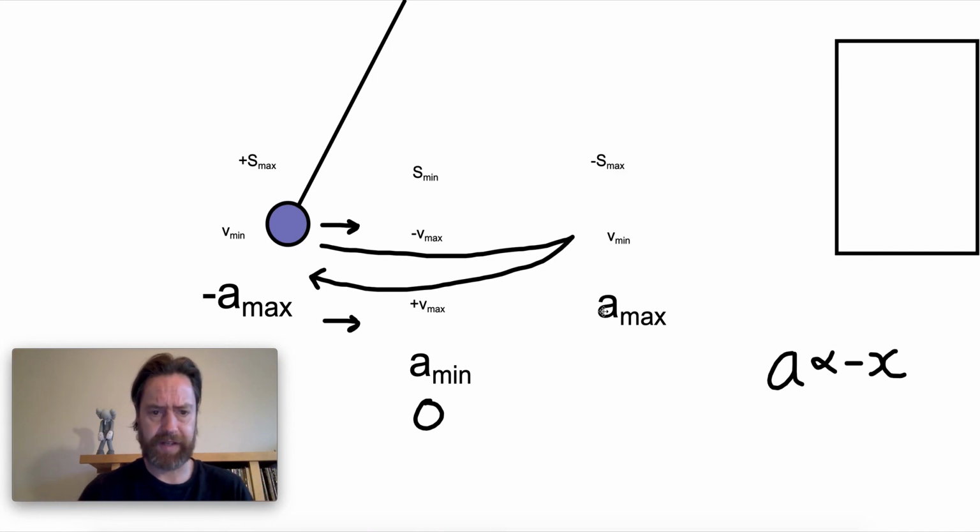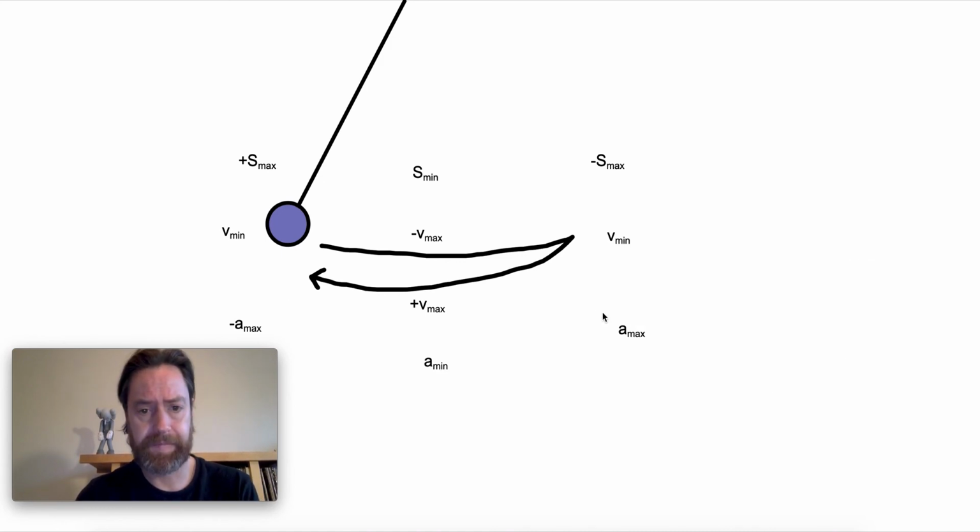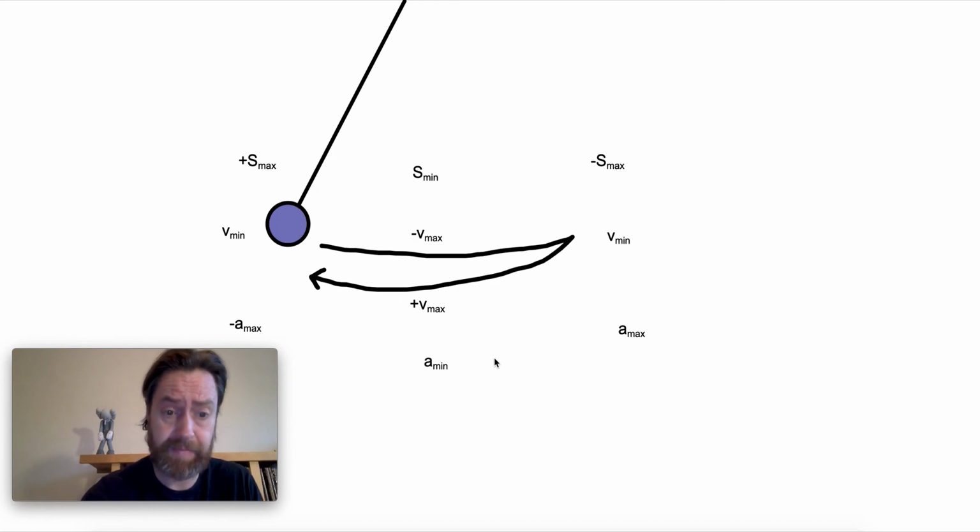Now I've drawn all over that, so it looks a little bit of a mess. So I think your job now is to take this diagram and maybe annotate it with what's going on. The fact that I've referred to things as minimums where you could be saying 0. You might want to annotate about how this relates to our expression for simple harmonic motion, F equals minus kx, or A is proportional to minus x.